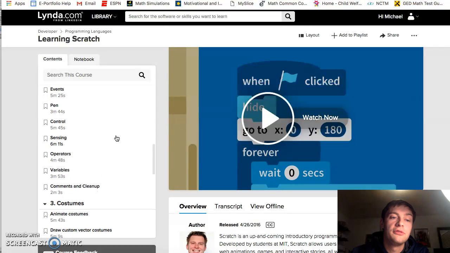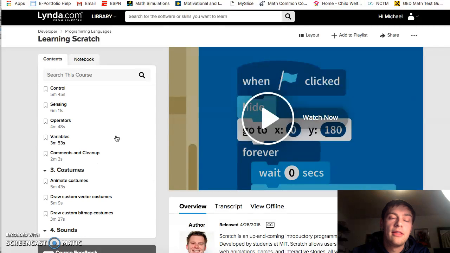So I definitely find this useful, and I think by using this resource here, I can help students learn Scratch and produce their own creations, which can be very cool. So yeah, that's where I'm at.